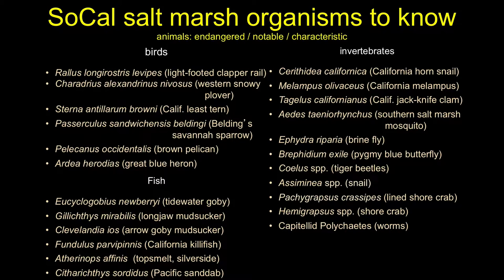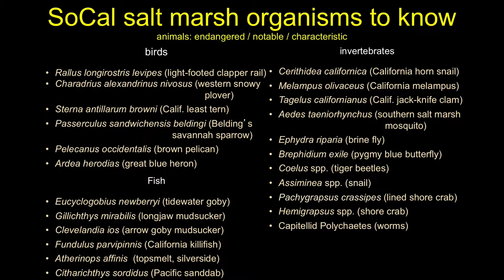So this is a little teeny minnow-looking fish, about the size of my finger or so. Small, super abundant, everybody eats them, right? Every bird will love to eat those guys, so really important player. In terms of the invertebrates, we've already talked about Cerithidea, the horn snail, the one that harbors the castrating parasites.